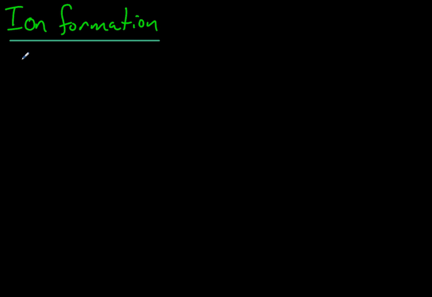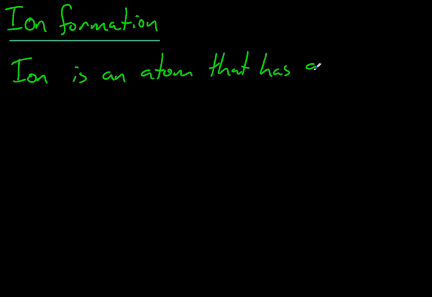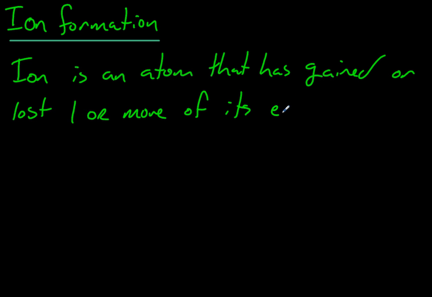Okay. So what is an ion? Well, an ion is an atom that has gained or lost one or more of its electrons. So if an atom has lost an electron, what's the consequence for the atom at that point?